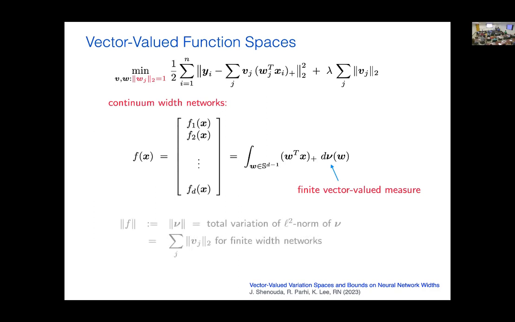The norm of a function of this type is the total variation of the 2 norm of that measure. And if this function happened to be a finite neural network of that form, it's just the sum of the 2 norms of the output weights. Okay. So there's a way to define a variation space. We call it the vector valued variation space.